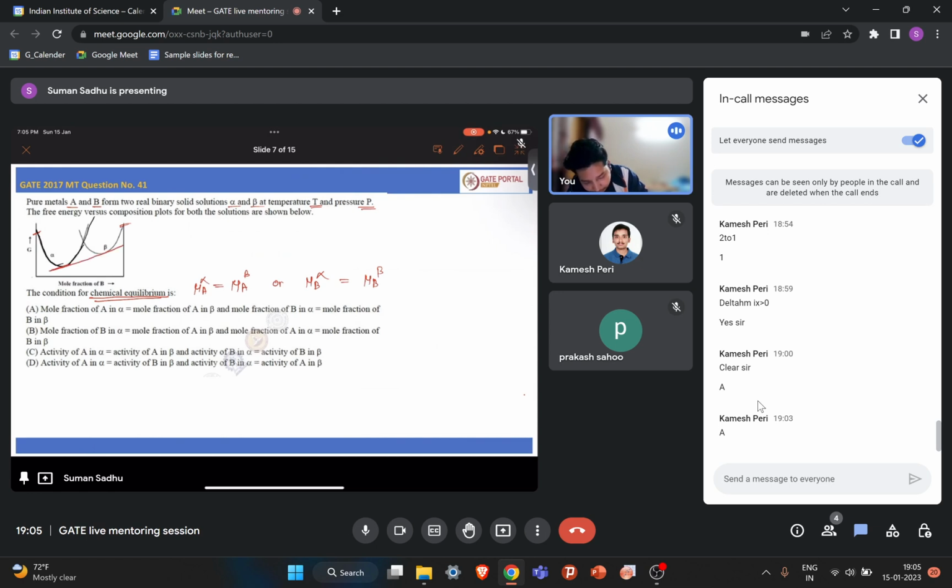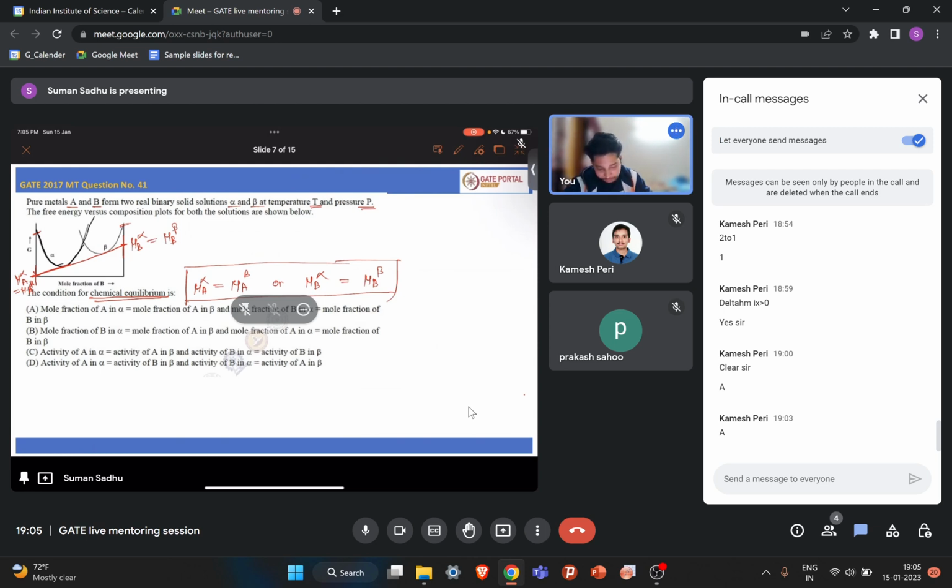So when we have a common tangent between these two phases, mu of A in alpha is equal to mu of A in beta, and on this side mu of B in alpha is equal to mu of B in beta. So this is the condition for chemical equilibrium, right? Which we have already discussed. Now let us see the options.